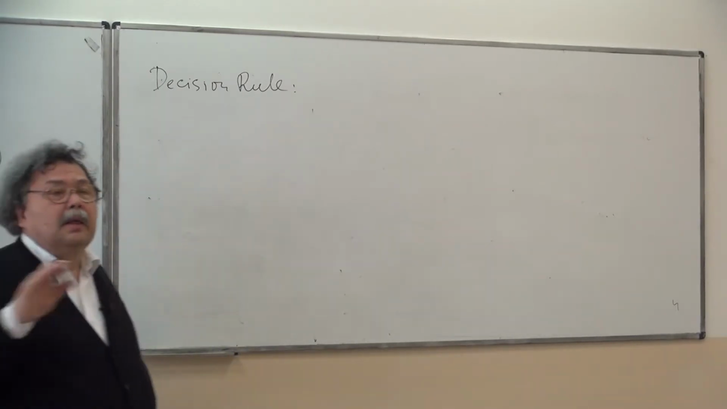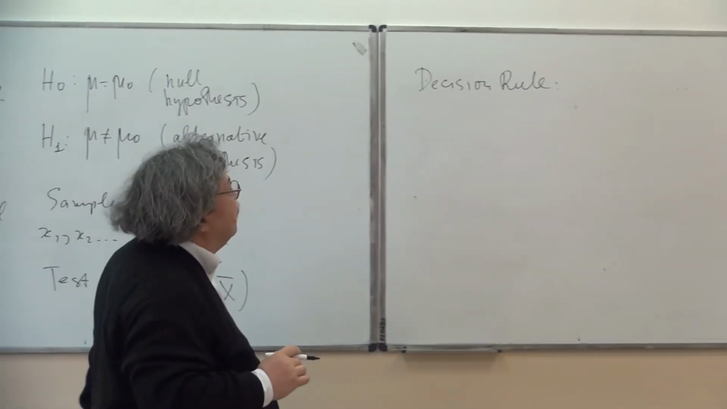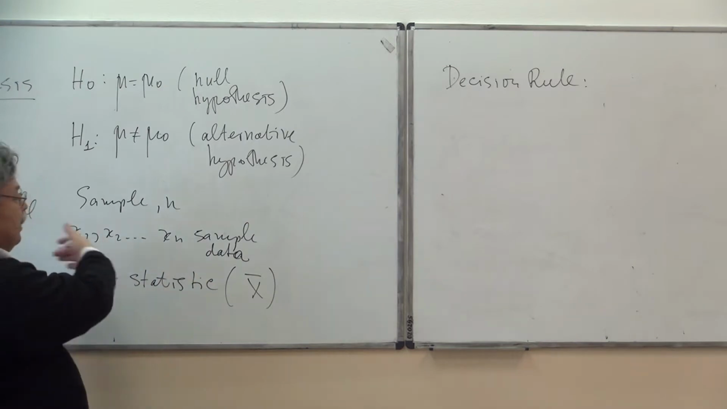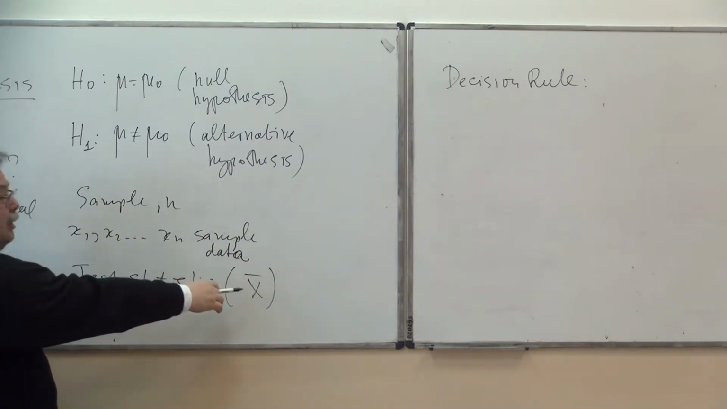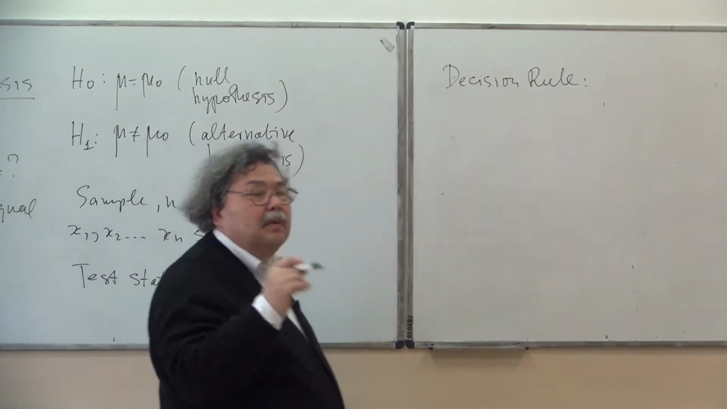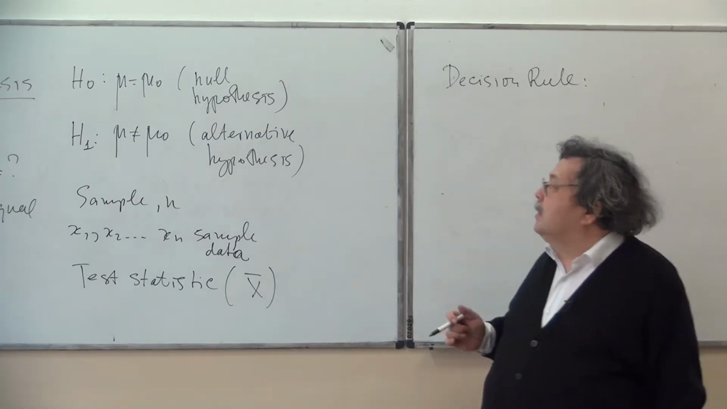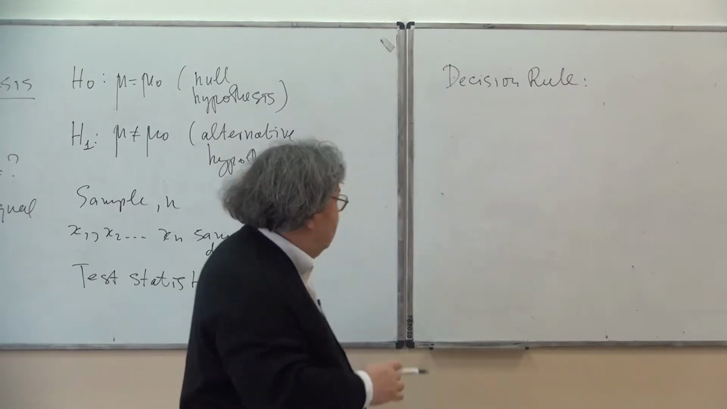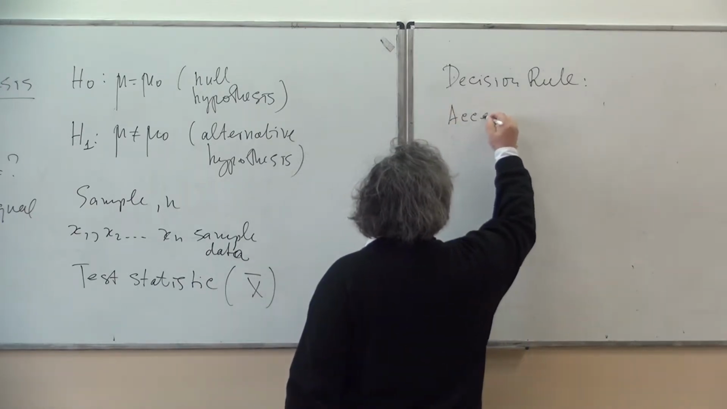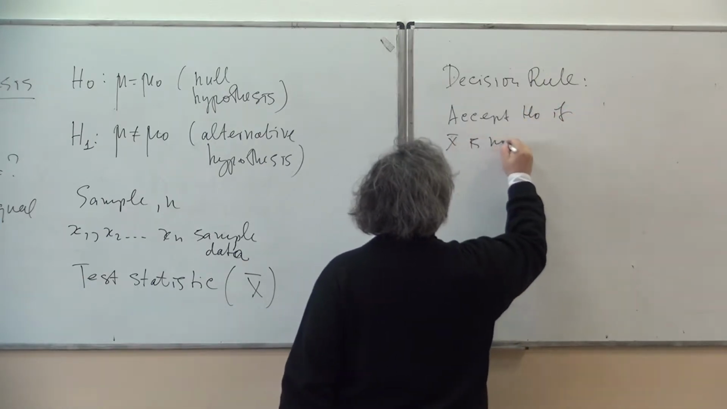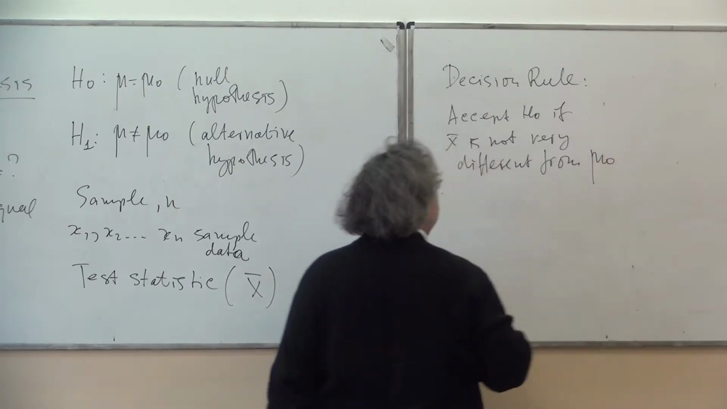Let's write an informal formulation of this, because I really want you to very clearly understand what we are doing here. When we take a sample, the result is this row of numbers. We introduce a statistic, and the result is a certain value. If this is X bar, then the value is the sample mean computed on a particular sample. Now, the reasoning is this. We accept H0 if X bar is not very different from mu0. This is the idea.